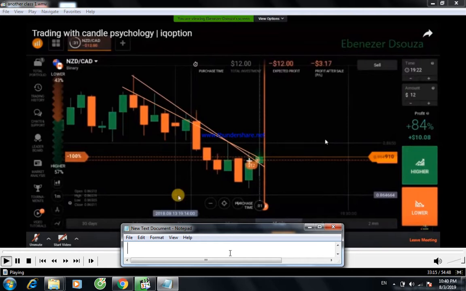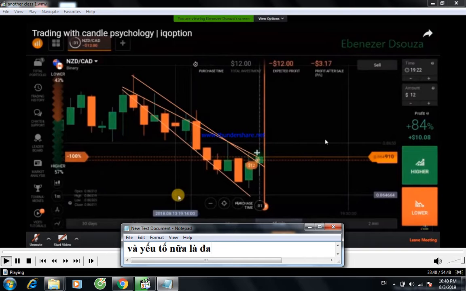Here you can observe there is some rejection from this level. Again, the market is at this point, this resistance point, so it may reverse from this level. There is a chance to reverse from this level because we already saw one rejection from sellers, and this is a downtrend. Okay, at this point you can place a put option.